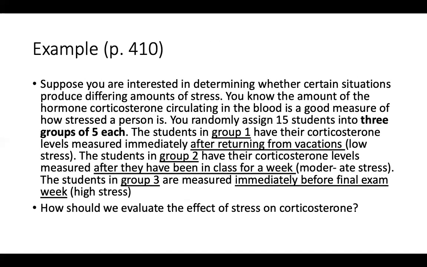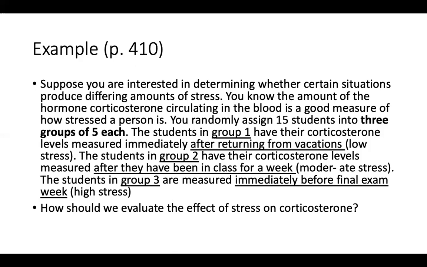So before we get into it, I'm going to give you an example of a type of design in which we would use this analysis, and then we're going to walk through the conceptual components of it, and then make our conclusions. Suppose you're interested in determining whether different situations produce differing amounts of stress. You know that the amount of corticosterone circulating in the blood of humans is a good measure of how stressed a person is. So you do an experiment.